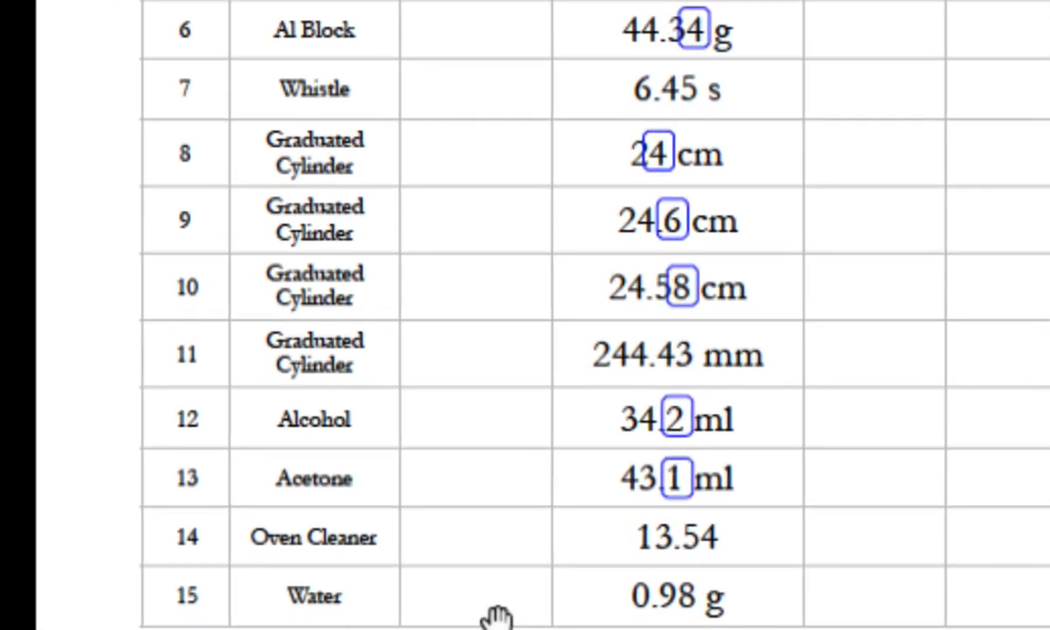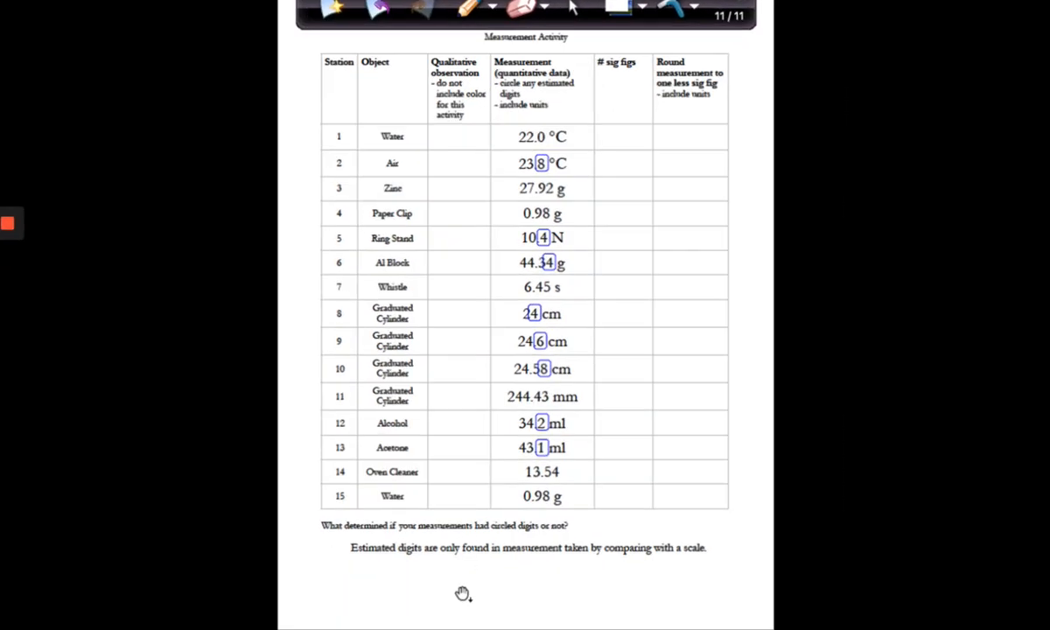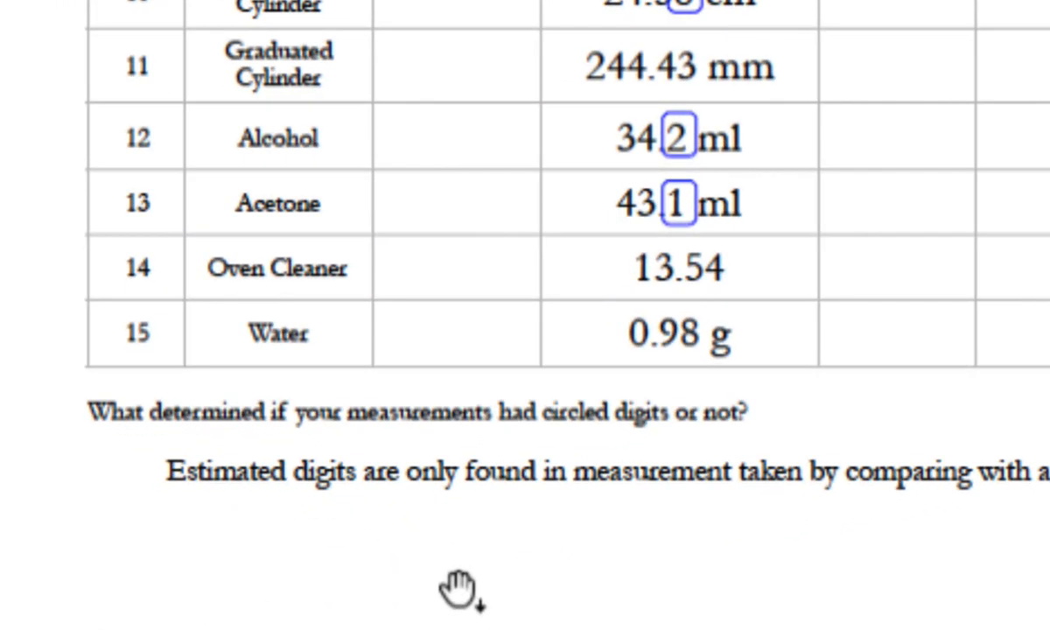So looking at 12 through 15, let me zoom differently. On 12 and 13, you were measuring volumes with graduated cylinders. They measure in whole milliliters, so you estimated to tenths. Then oven cleaner, you measured with a digital pH meter. There are no units for pH, but we did write down all of the decimals.